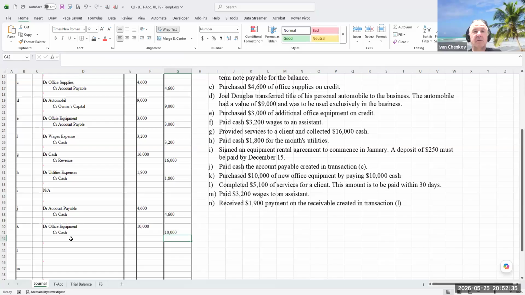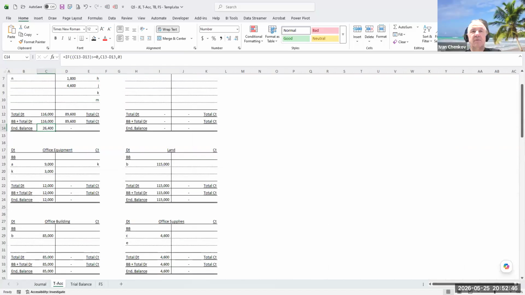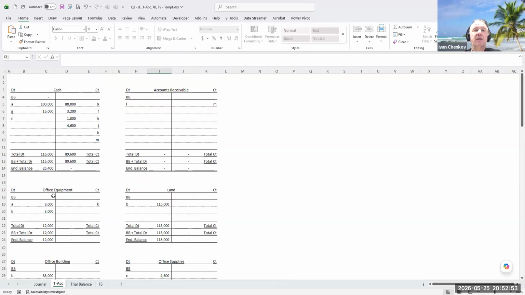Before, we had cash, we didn't have equipment. Now we have equipment, we don't have cash. We convert one asset into another asset. So let's go here and add the office equipment, $10,000, and go to the cash and reduce our cash by $10,000. Our cash is going down to $16,400. Let's go with another one.